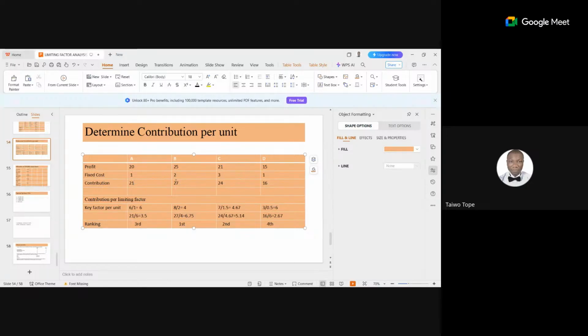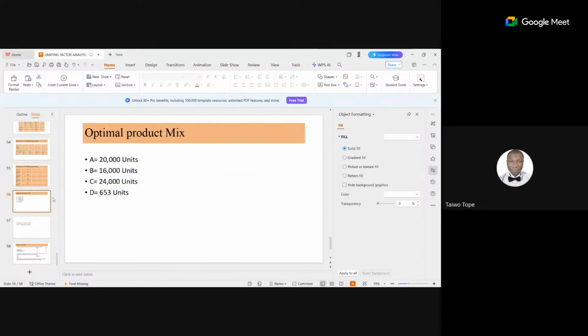For product B, it will be 27 multiplied by 16,000. For product C, it will be 24 multiplied by 24,000. And for product D, it will be 16 multiplied by 653.33. Yes, 653. So that will be your total contribution for each.